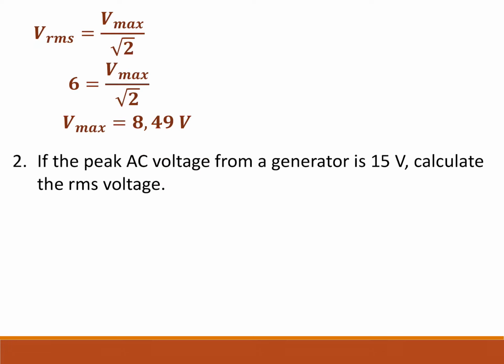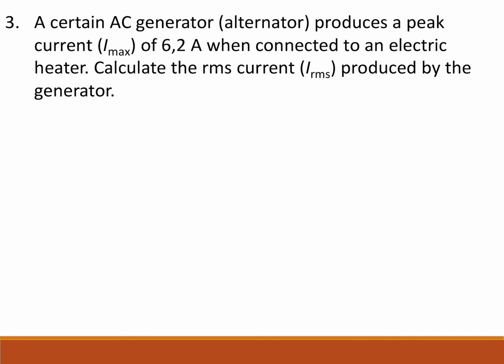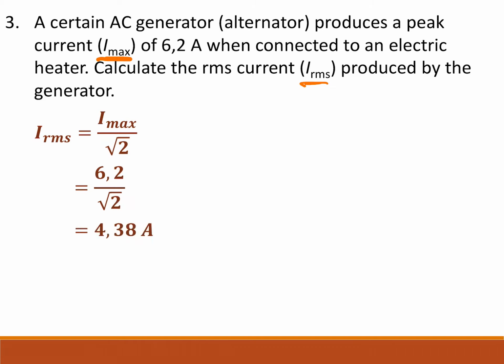Now they want, if the peak AC is 15, so in other words Vmax, calculate the RMS. So VRMS is maximum voltage divided by square root 2. So we're going to take 15 divided by square root 2, and we get 10,61. Nice and straightforward. Okay. A certain AC generator produces a peak current, maximum current, of 6,2 amps when connected to an electric heater. Calculate the RMS. So again, I RMS equals I max over square root 2 to give an equation. We dump in all the information we know, and we get 4,32. Okay. Nothing difficult about this.